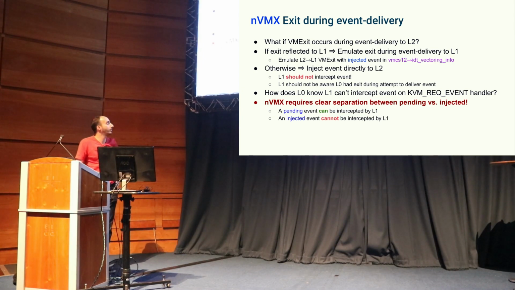And this is very important for the nVMX code, to have a clear separation between these states, because otherwise the KVM req event handler cannot know if this event can be intercepted by layer 1 or not. And we had many issues of not separating this correctly for all the types of events, like interrupts, exceptions, etc. So this is an important point.